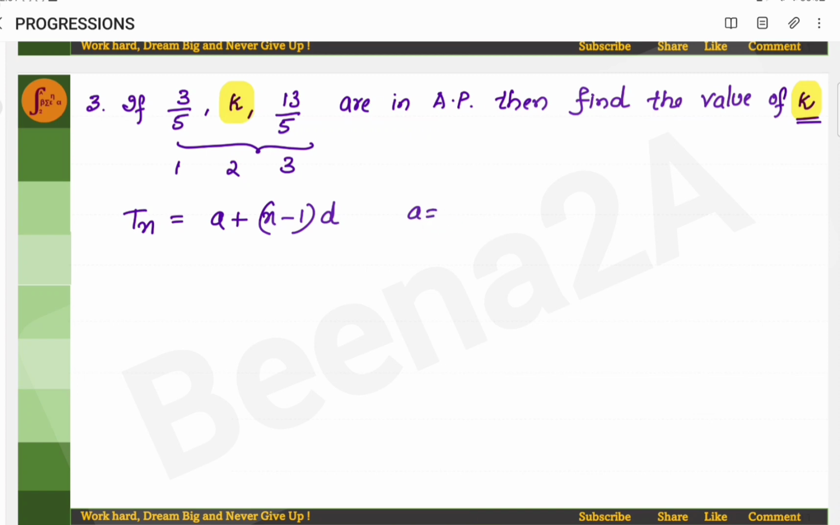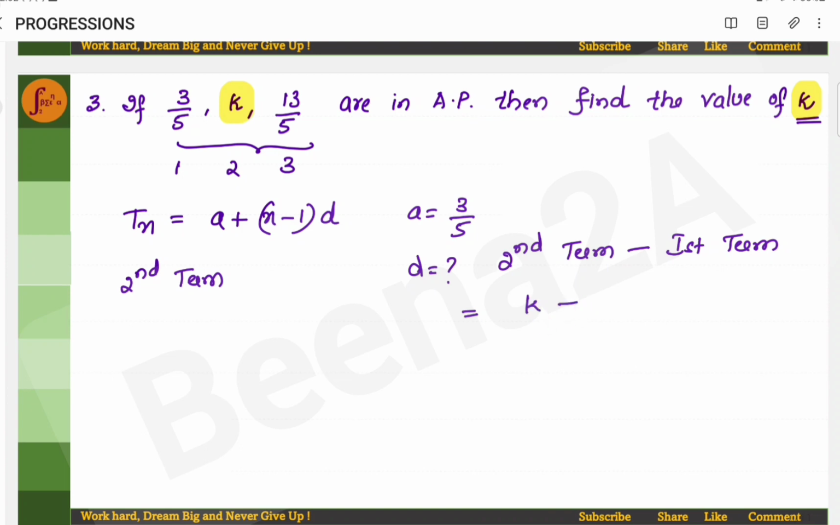A is the first term, which is 3 by 5. What is d? d is the second term minus the first term. This is the difference. What is the second term? k. What is the first term? 3 by 5. So the difference is k minus 3 by 5. Let me simplify this. Let me take 5 as the LCM.